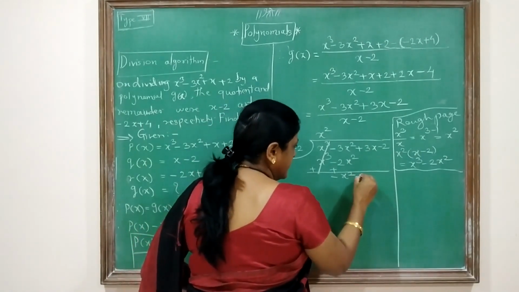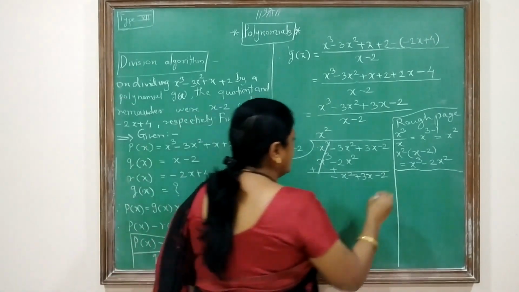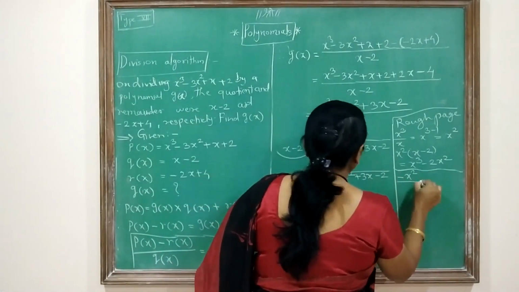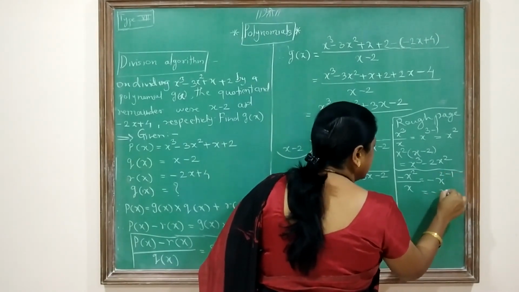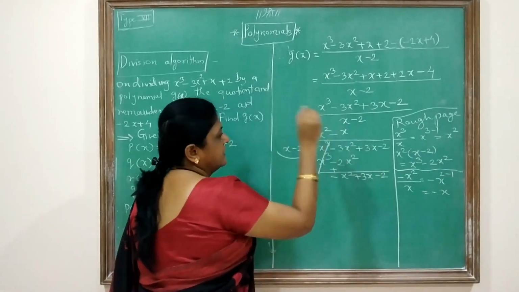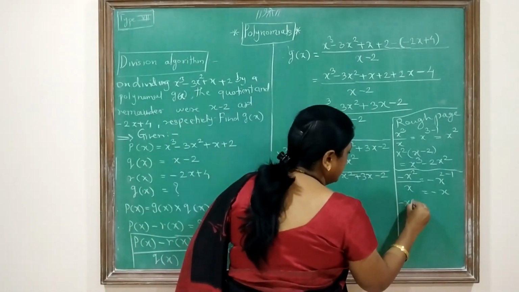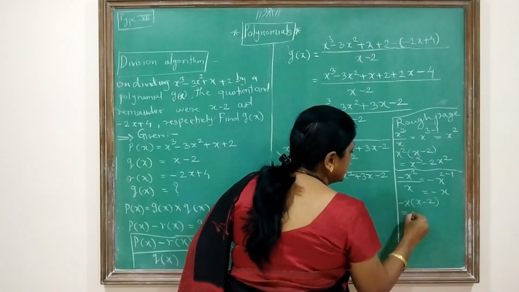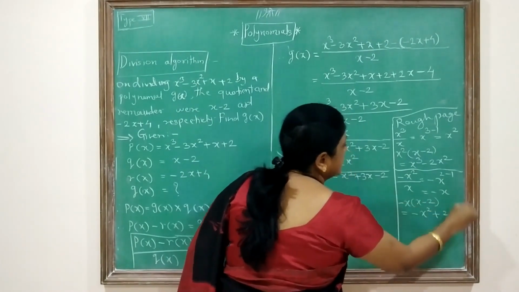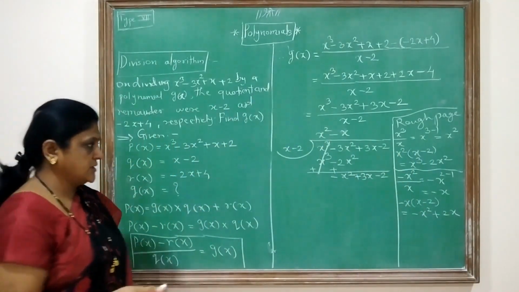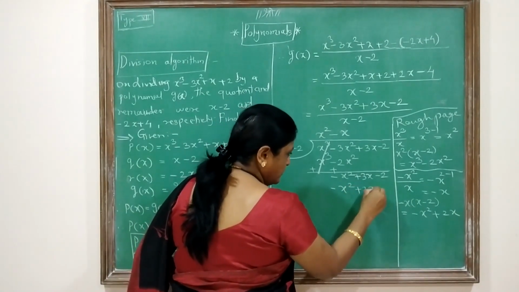Then here, same values are taken, that is 3x minus 2. Again, the second operation is minus x square divided by x. Then you will write here minus x raised to 2 minus 1, that is minus x. And this minus x will be multiplied by this x minus 2. Then we will get minus x square plus x into 2 is 2x. Then you will write here minus x square plus 2x.